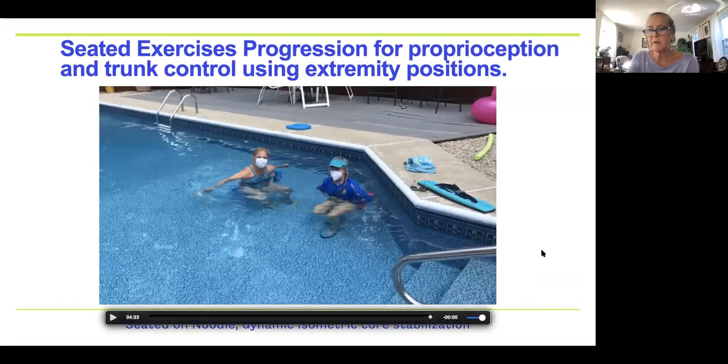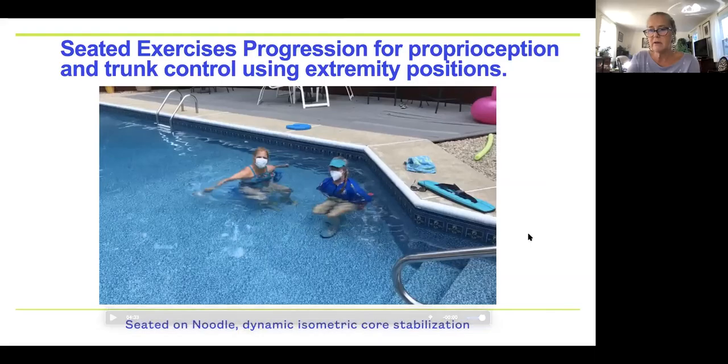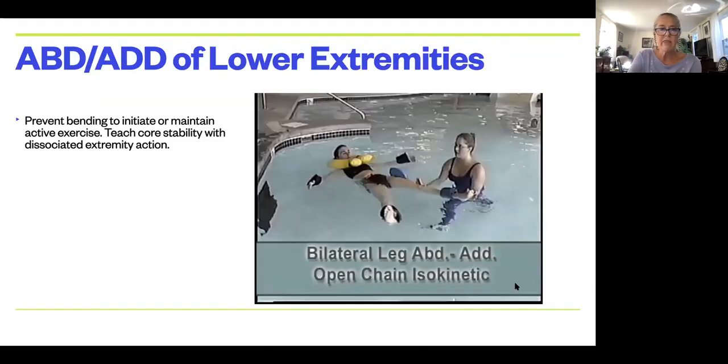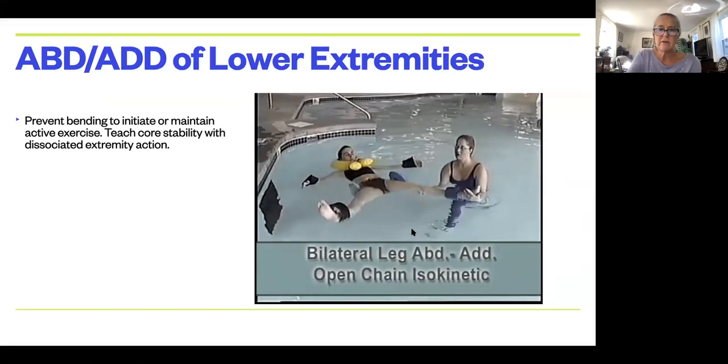And everything that you can do as the person is getting more stability, because we need to add that variability in order to get the carryover and get neuroplasticity. So we try things in seated, standing, kneeling. I think this was in the open chain isokinetic.